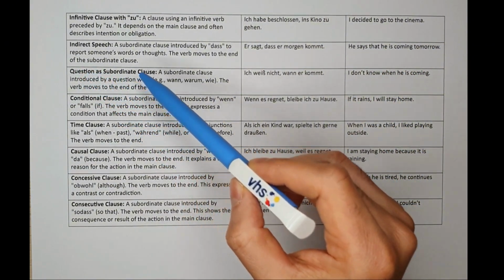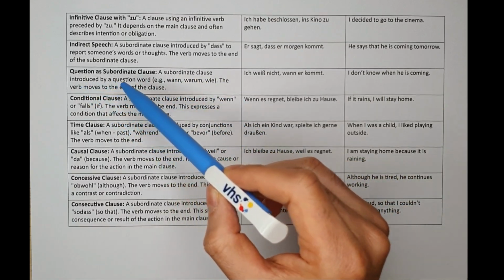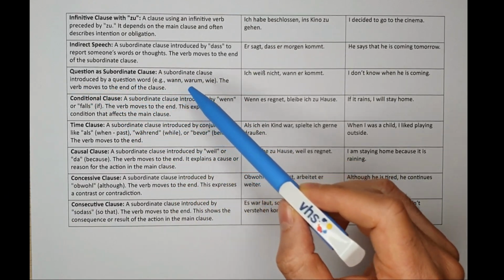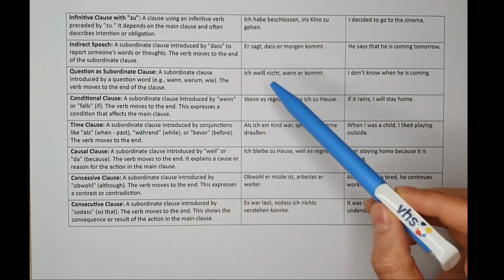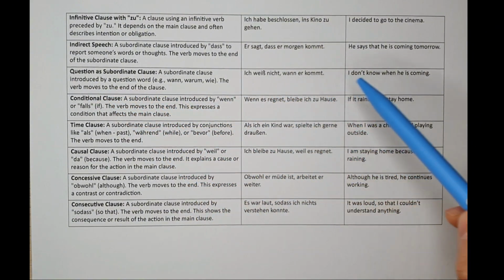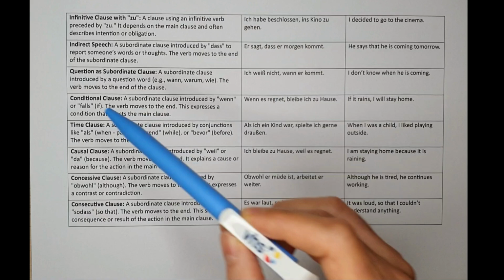Question as a subordinate clause. A subordinate clause introduced by a question word, for instance, wann, warum, wie. The verb moves to the end of the clause. Ich weiß nicht, wann er kommt. I don't know when he's coming.